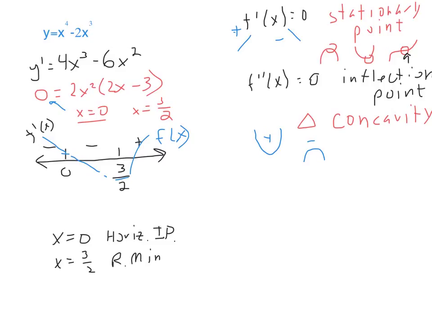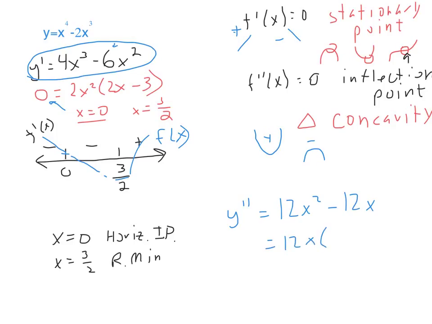Okay, now I go on to the other one, and we're going to do the second derivative now. If I do the second derivative, I will take the derivative of this one right here. So the second derivative, y double prime, will give me 12x squared, and then bring the 2 in front, so that would be minus 12x. I factor out the 12x, leaving me with x minus 1. So therefore my critical values will be at 0 and 1.